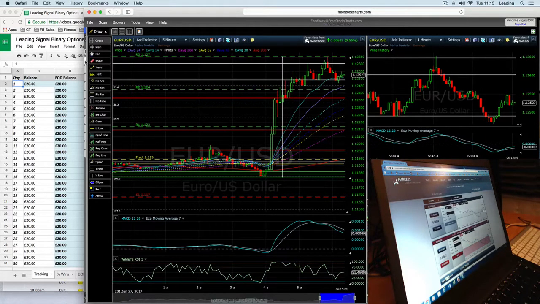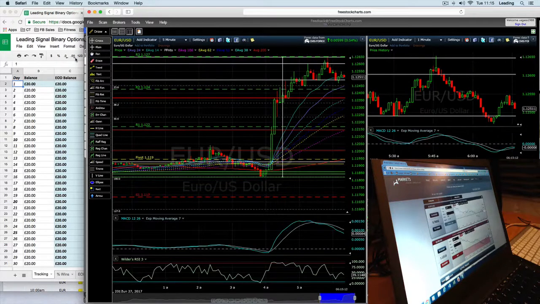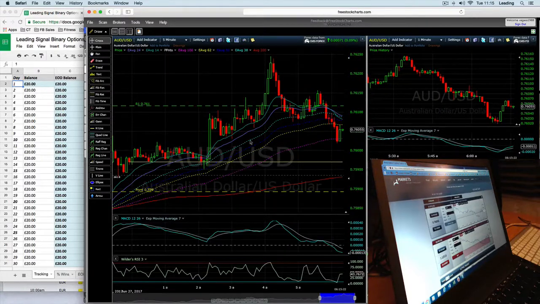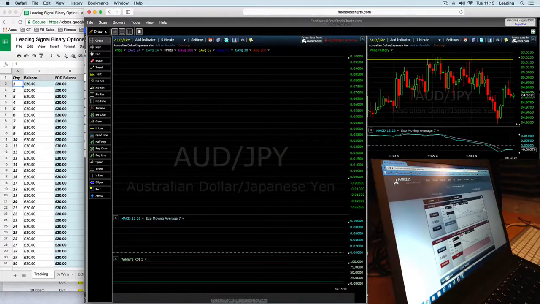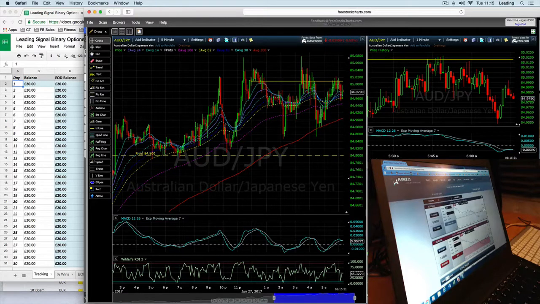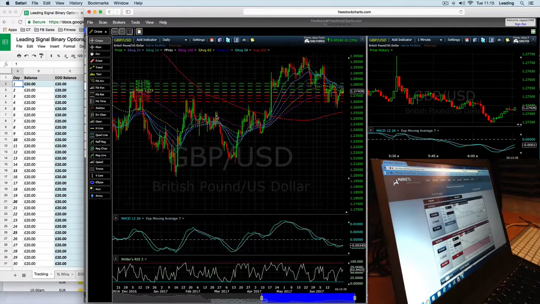I'm just going to have a look at a few of the pairs. Oh, what's happened there? Yeah, it's such an unreliable stage of the pattern. See, Australian dollar, US dollar, ignore that. Aussie dollar, Japanese yen, cable. What's happening? Cable. See where cable is compared to Brexit.